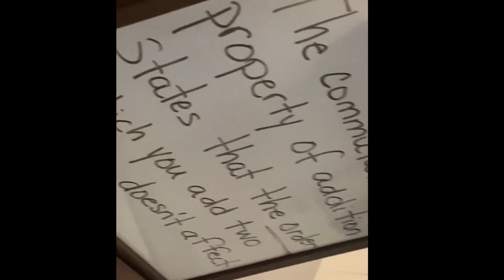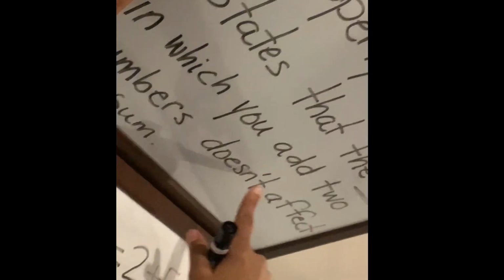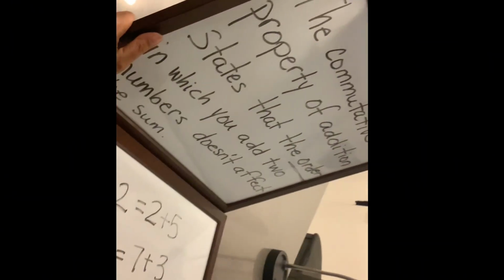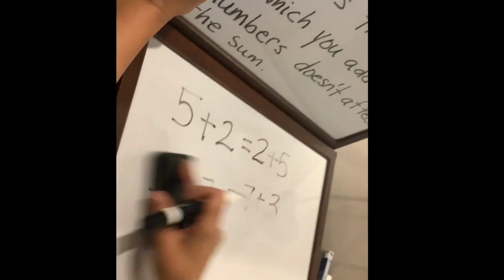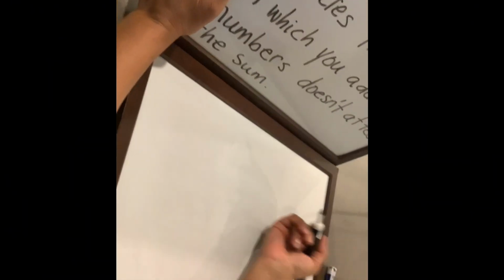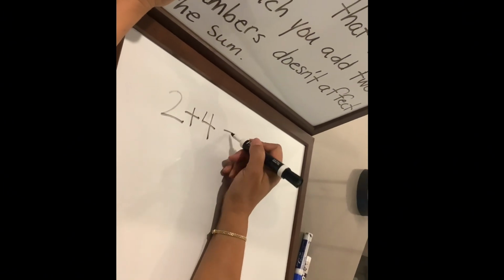The commutative property of addition states that the order in which you add two numbers doesn't affect the sum. All right. I want you to give me a few more numbers and then I'll come up with some numbers. Okay. 2 and 4. 2 plus 4 is equal to?